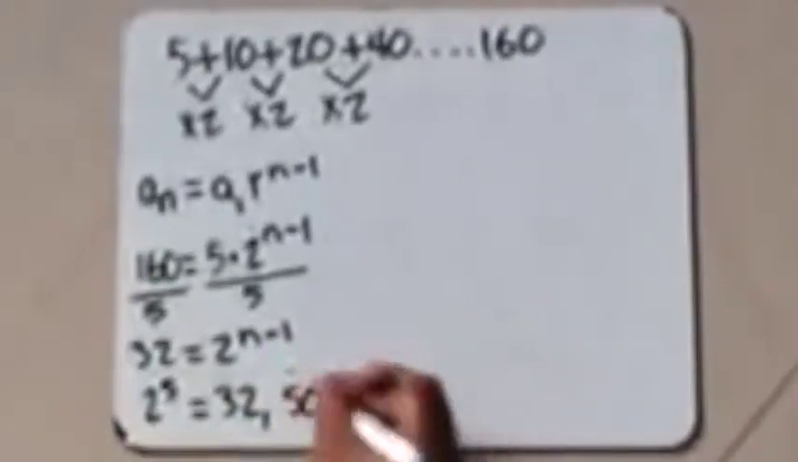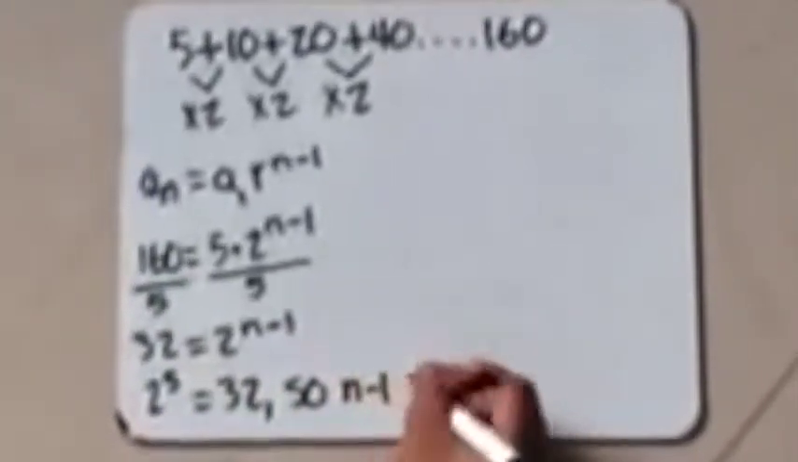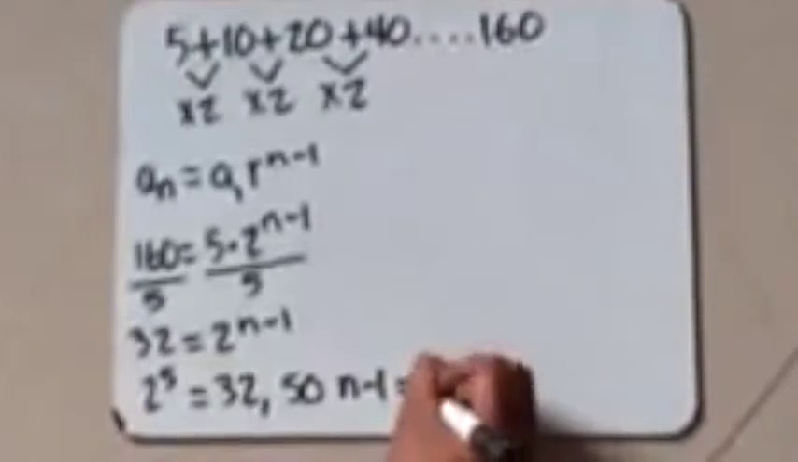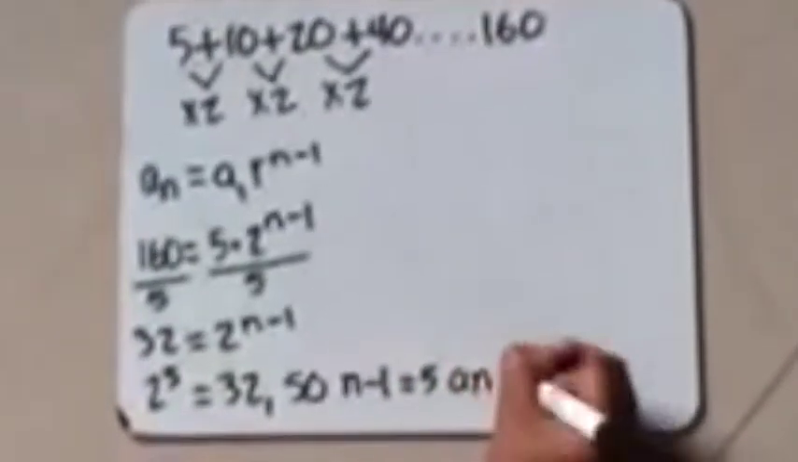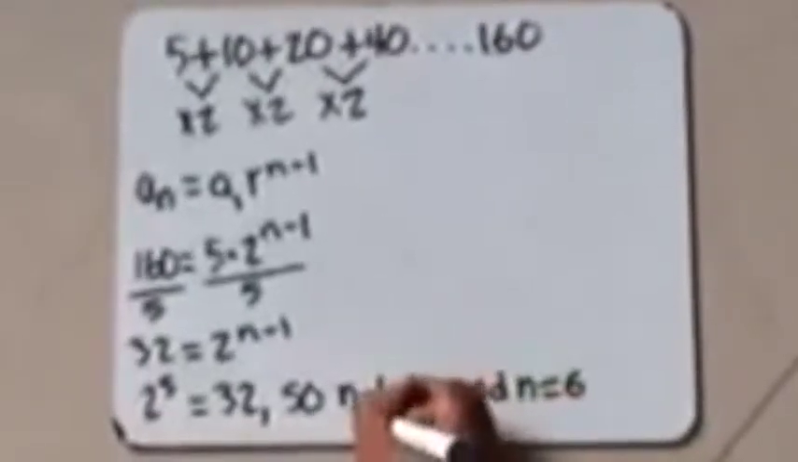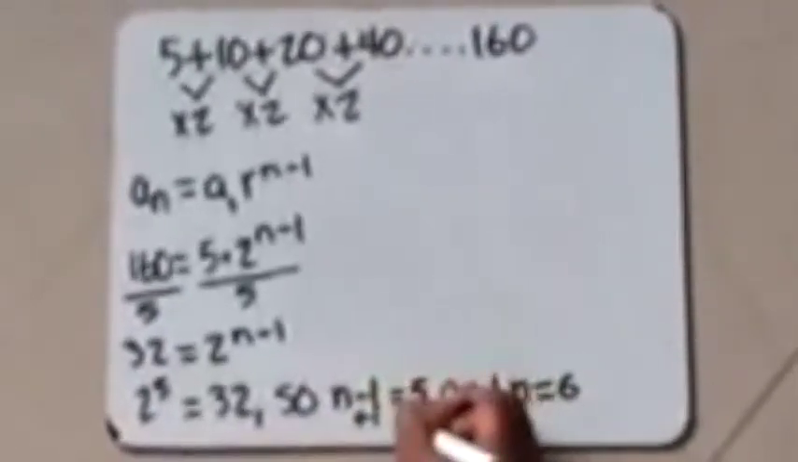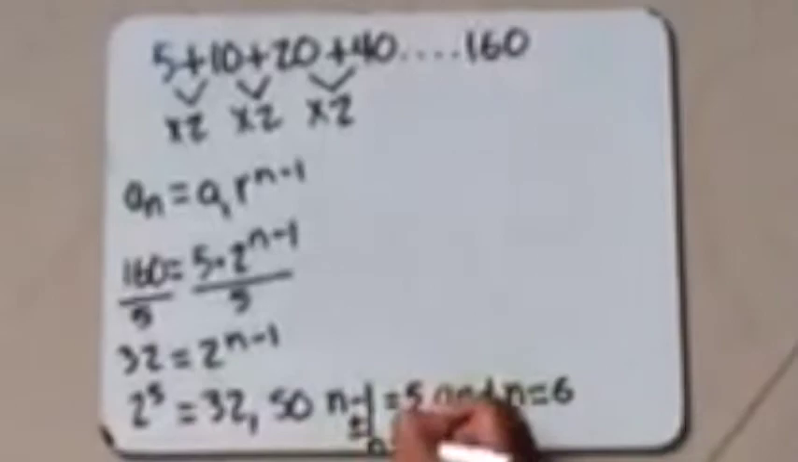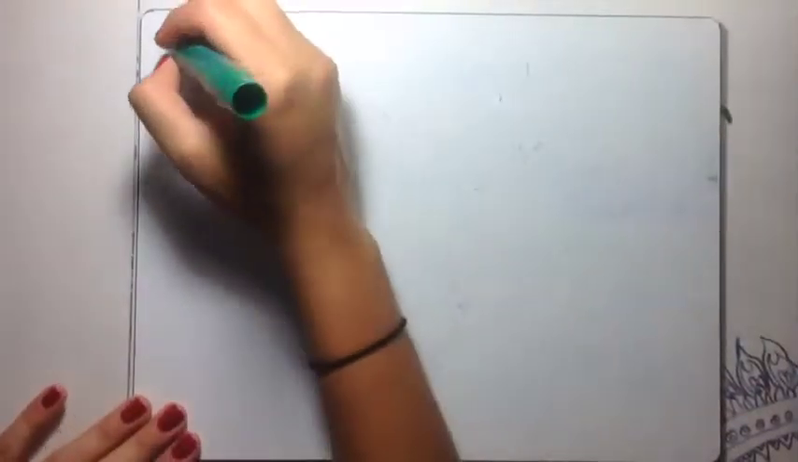So n minus 1 equals 5, and n equals 6, because you want to cancel out this 1 so you can get n by itself, and 5 plus 1 is 6. But we haven't finished yet, we still need to find the sum.